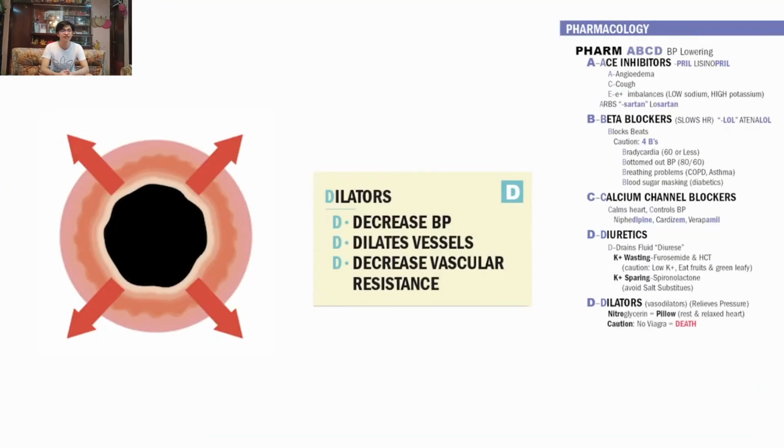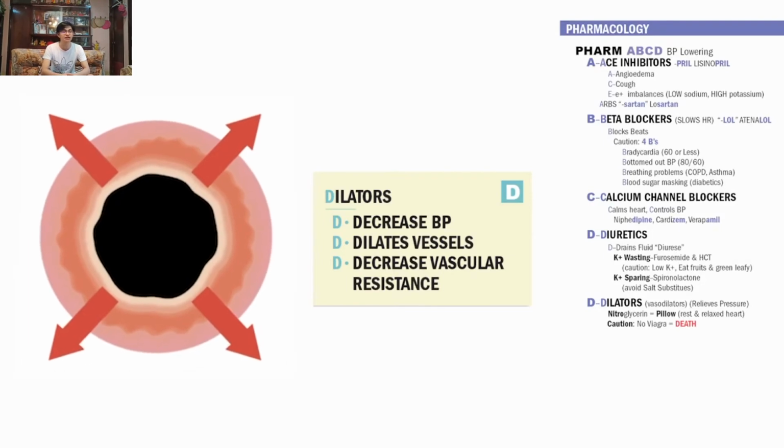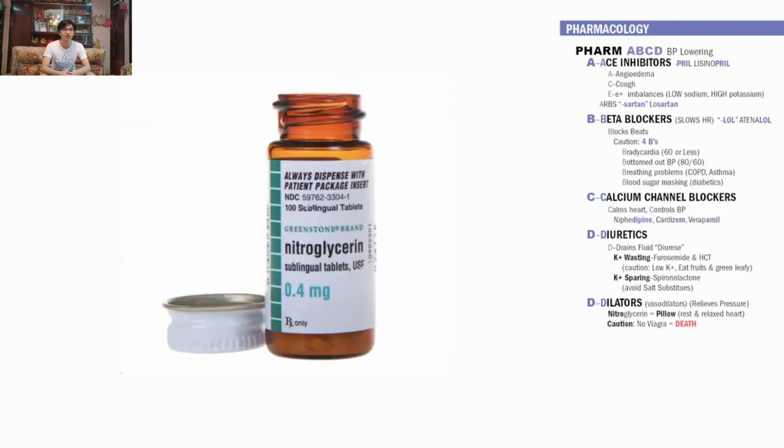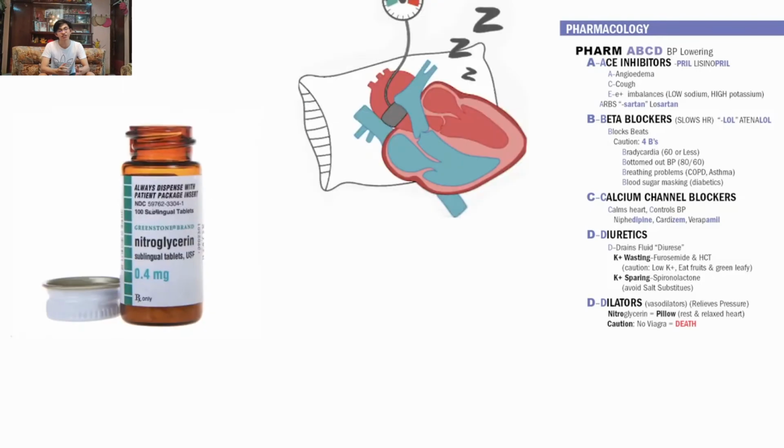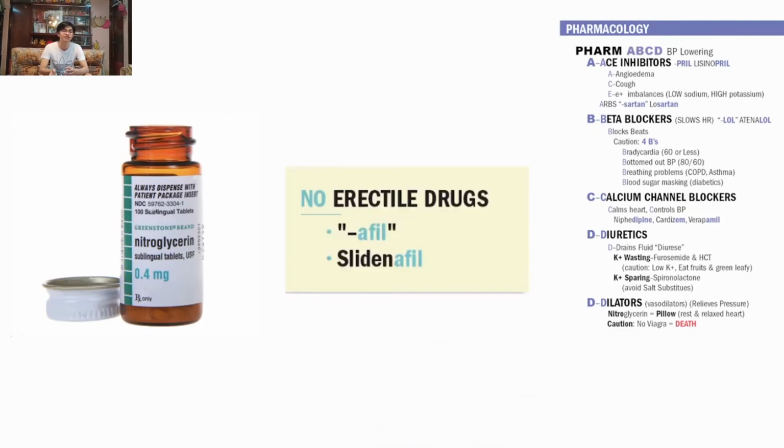The other D is for dilators, which decrease the blood pressure by dilating the vessels to decrease vascular resistance. Nitroglycerin is a common drug. Think nitro is like a pillow to the heart. This is contraindicated to patients who are on Viagra or erectile dysfunction drugs, because this will widen the blood vessels, dropping the blood pressure so low that it can cause sudden death.